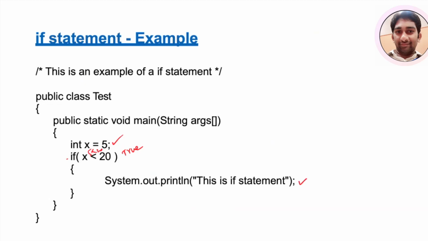So it will execute this statement. It will print in output. You will get that this is if statement. This is if statement. The output you will be getting. Clear? After this, we'll go to the next part of the program, and then we will come back out of this particular program.